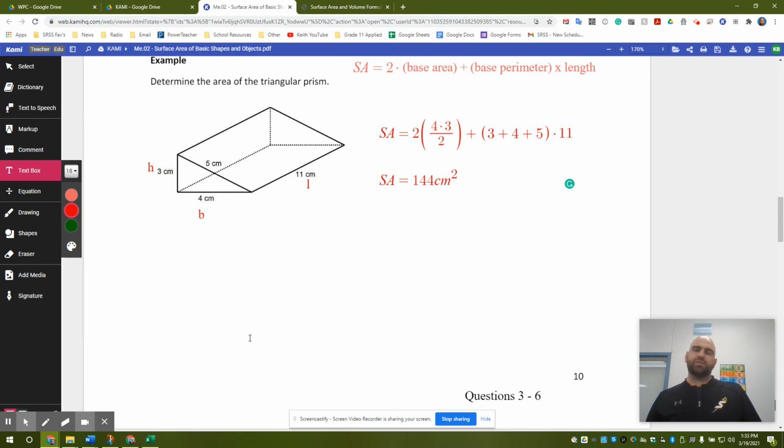All right, questions 3 to 6 on your assignment. They deal with 3D prisms or 3D shapes. Some are contextual problems. If you're given a contextual problem, make sure you answer with a contextual answer.